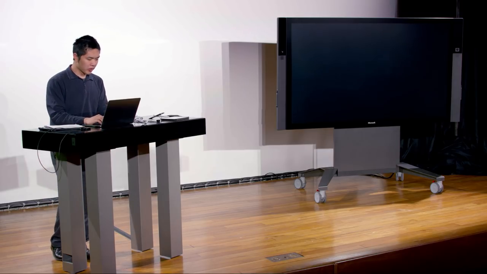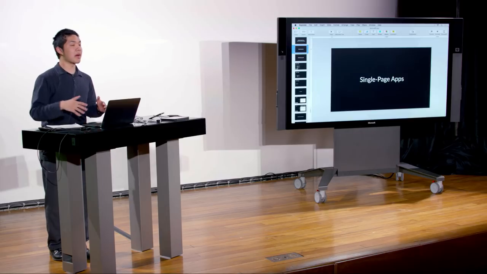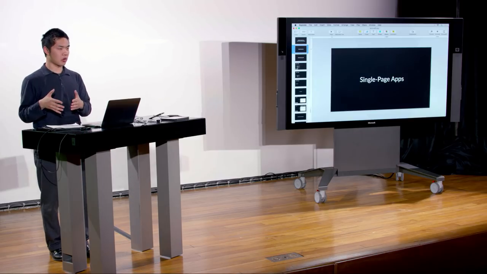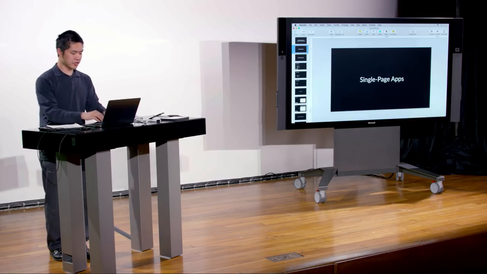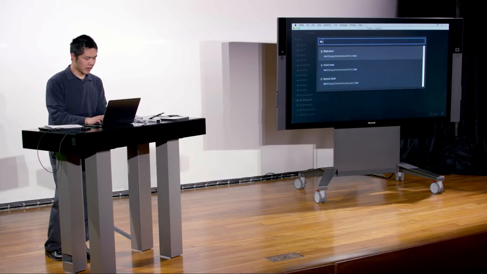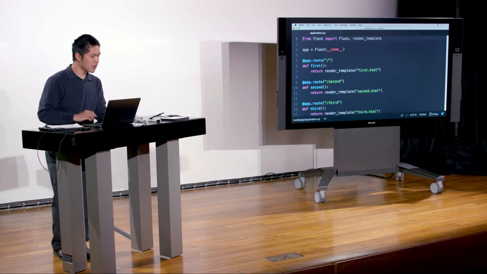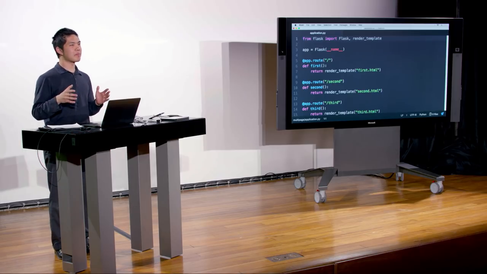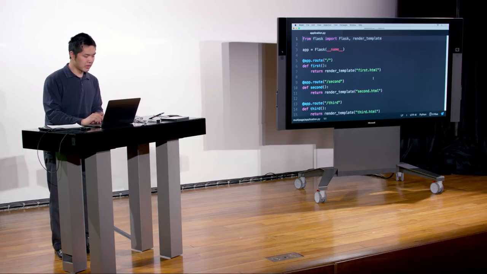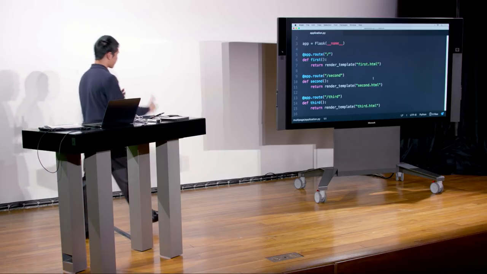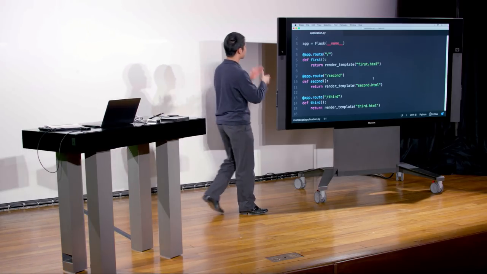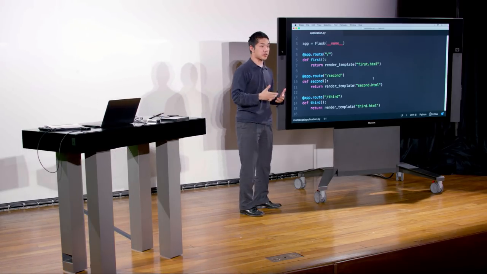So we'll start by taking a look at an example of an application that is not a single page application, or a multi-page application, so to speak. And so we'll take a look at this multi-page application, which is just going to be a Flask application that has three different pages. And so this looks very similar to the Flask applications that we've been dealing with. This one happens to be very simple. It's a Flask application with three routes.